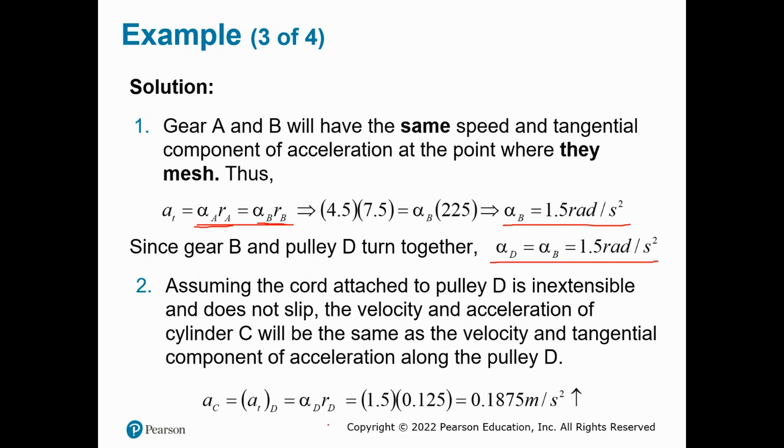With that, we can use this alpha D RD to calculate the tangent acceleration of D, which is the same as the tangent acceleration of C, which is what we're looking for. Hope you find the relationship just fine. Once we got the linear acceleration of D, the linear velocity of C and D are the same thing.